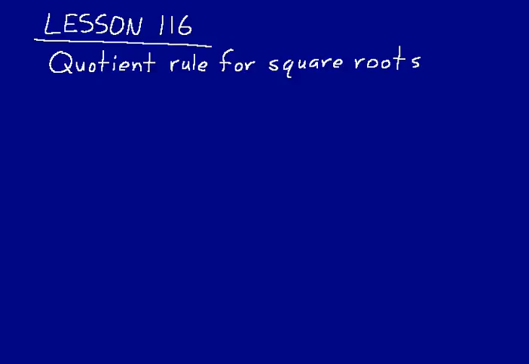Lesson 116 is about the quotient rule for square roots. Now way back in lesson 63 we learned about the product rule for square roots. Remember, that was if you had something like this, square root of mn, that's the same thing as square root of m times the square root of n.